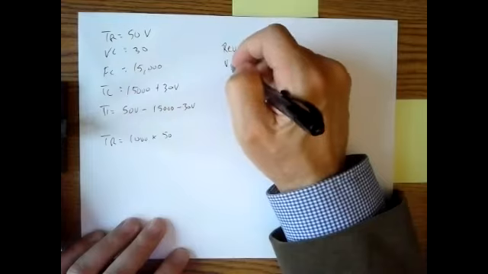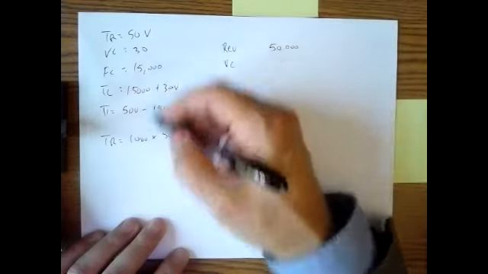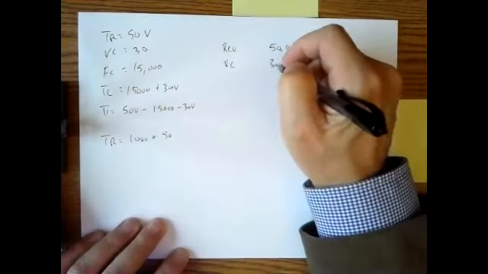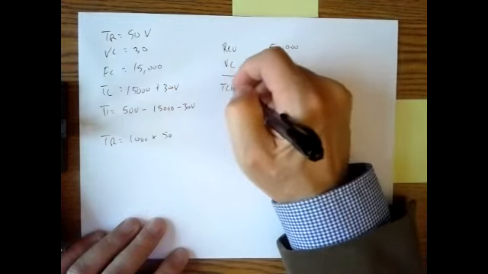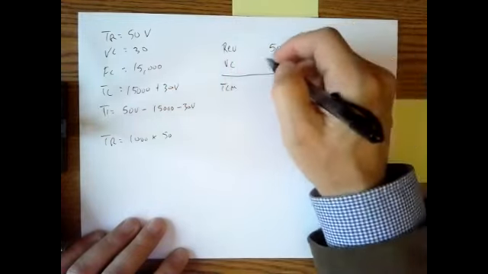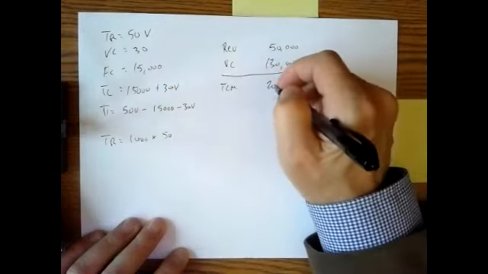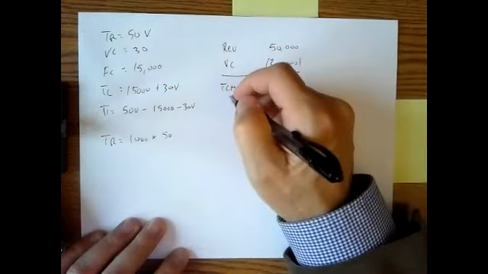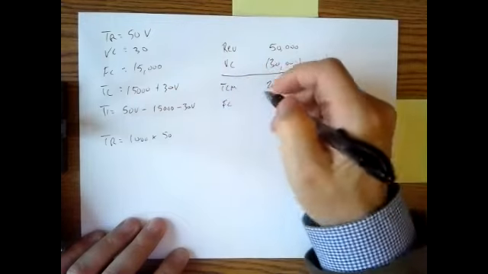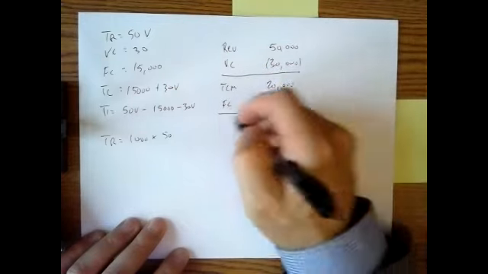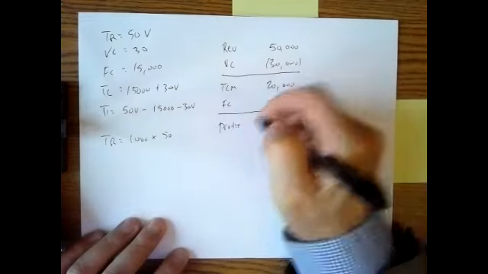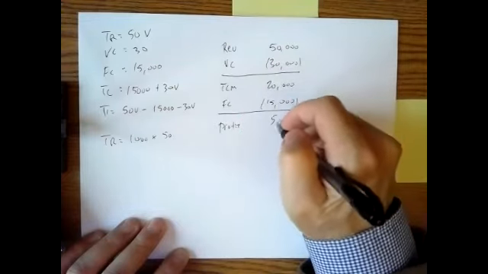And then our variable costs will be 30 times 1,000, which would be 30,000. So our total contribution margin would be 50 minus 30, or 20,000. And then our fixed costs are 15,000. So our profit is 5,000.